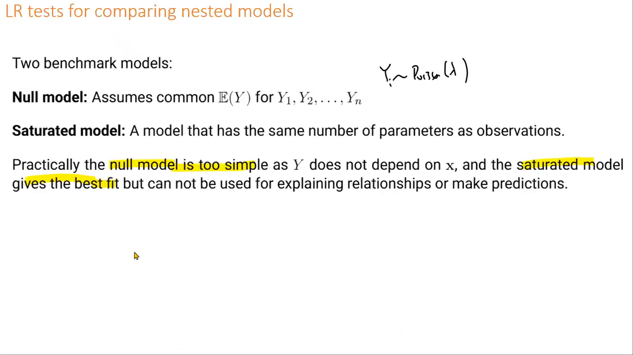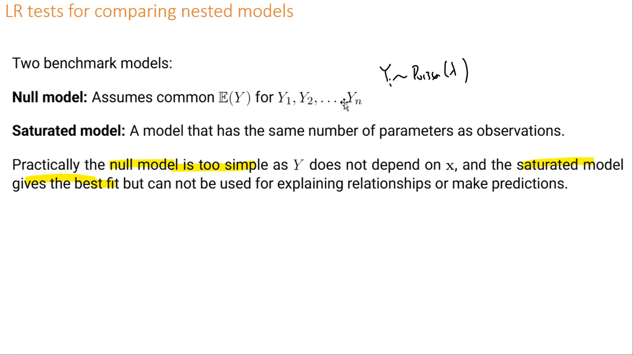Right, next, we turn attention to the likelihood ratio test, which can be used to compare nested models. Here we introduce 2 benchmark models. Benchmark models are not too useful in themselves, other than for you to compare your fitted model to them. So we have the null model. The null model just assumes a common mean for all the n observations.